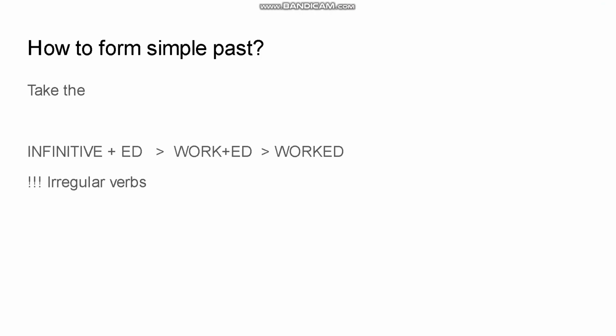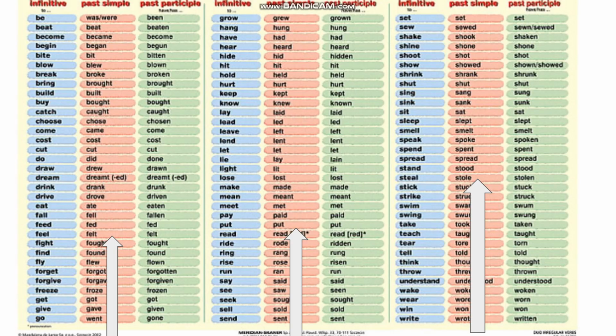First, let's take a look at the easiest part, how to form the simple past and the present perfect. If you want to make simple past, you just take the infinitive of your verb, you add ed or d, and it becomes the simple past. You have work, add ed, becomes worked. Only exception there, of course, are your irregular verbs.